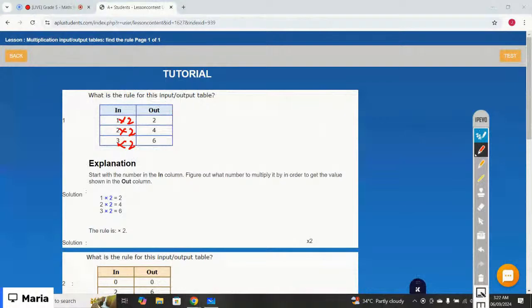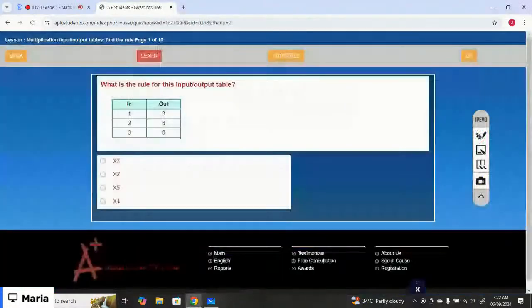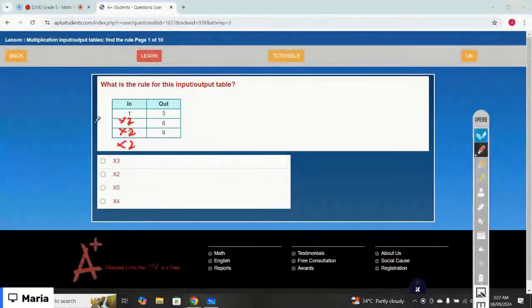Okay, let's just start with the test questions. You can have a look at the tutorial by yourself later today. They are already solved. What is the rule for this input output table? The input is 1, 2, 3. The output is 3, 6, 9, right? So that means input is multiplied by the specific number to get the output value. So 1 times 3 is 3, 2 times 3 is 6, and 3 times 3 is 9.